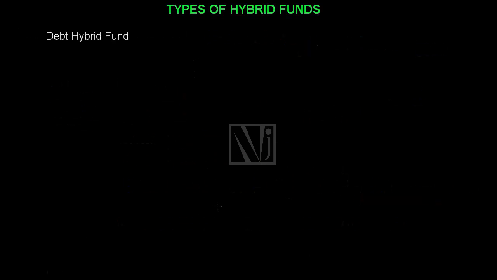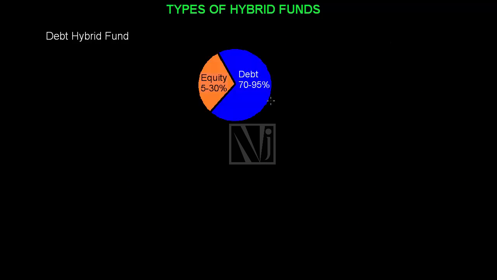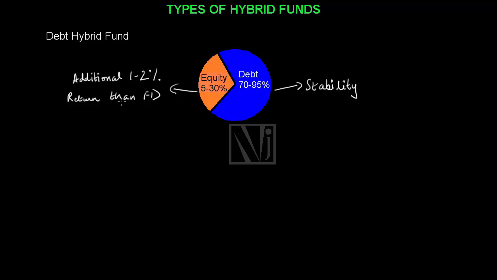Coming to the next category of hybrid fund, the debt hybrid fund. Here, the allocation to debt ranges from 70 to 95% and the remaining 5 to 30% goes to equity. The primary investment objective of a debt hybrid fund is providing stability to the investment, and therefore it predominantly invests in fixed income instruments. Here, the investor can expect an additional 1 to 2% return over a fixed deposit due to this equity component.